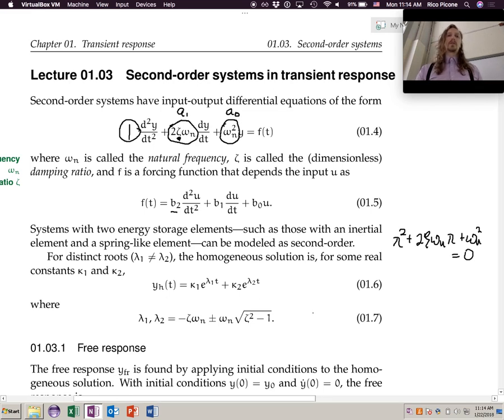So for two distinct roots, lambda 1 not equal to lambda 2, the homogeneous solution is, for some real constants kappa 1 and kappa 2, of this form. So the y homogeneous, yh, is given here. Remember, if you have a repeated root, you have to add a t into the second one. Remember that? Differential equations coming back to haunt you.